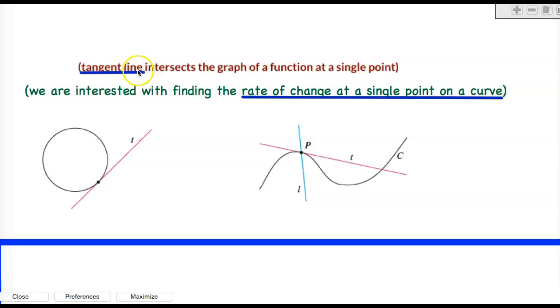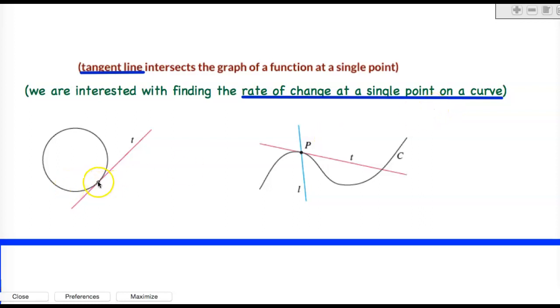And why are we so interested in this tangent line? Why is this tangent line so popular? Well, the tangent line indicates that we can find the slope of that tangent line, and the slope represents a rate of change. So we're going to be looking at the rate of change at a single point on a particular curve.